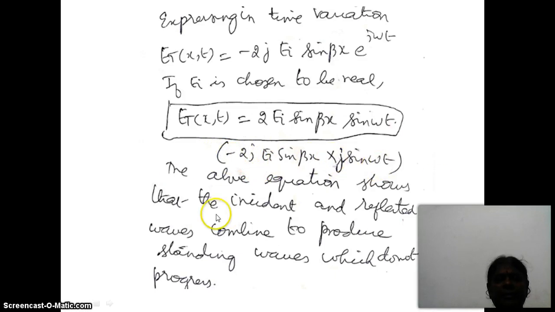So the above equation shows that the incident and the reflected waves combine to produce standing waves which do not progress. So this is called standing waves. How do you define standing waves? The incident wave and the reflected wave combine to produce standing waves which do not progress. These standing waves will not progress with respect to space, so they are called standing waves.